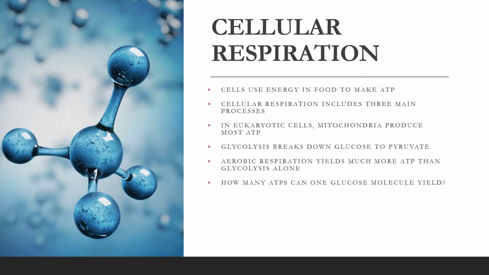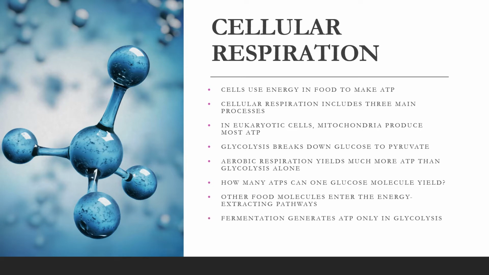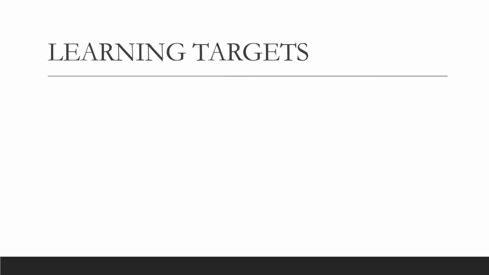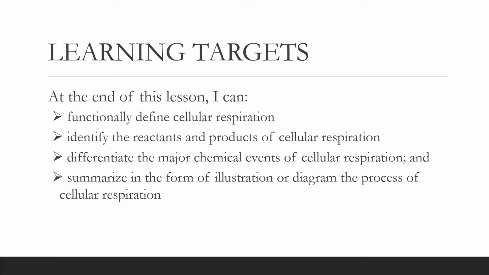How many ATPs can one glucose molecule yield? Other food molecules enter the energy extracting pathways, and fermentation generates ATP only in glycolysis. So these are the main ideas per subtopic. And at the end of this lesson, hopefully, you will be able to functionally define cellular respiration, identify the reactants and products of cellular respiration, differentiate the major chemical events of cellular respiration, and finally, summarize in the form of an illustration or diagram the process of cellular respiration.